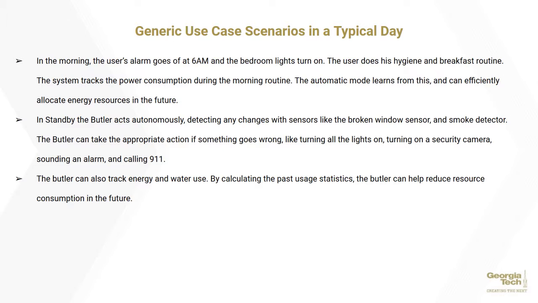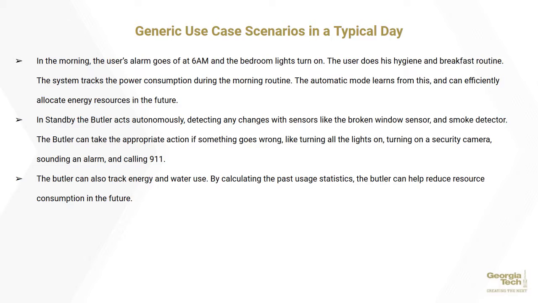Here's a generic use case for a typical day. In the morning, the user's alarm goes off at 6 a.m. and the bedroom lights turn on. The user does his hygiene and breakfast routine. The system tracks the power consumption during the morning routine. The automatic mode learns from this and can efficiently allocate energy resources in the future.